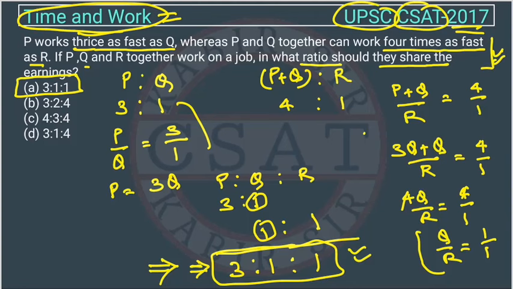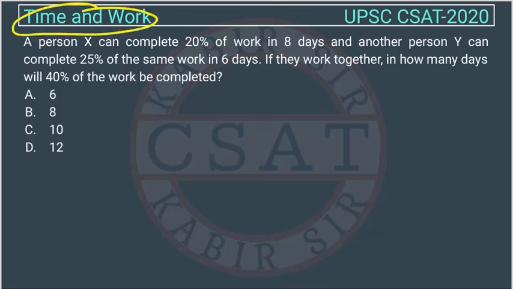Okay. This is a question of time and work asked by UPSC in the CSAT paper of 2020. A person X can complete 20% of a work in 8 days, and another person Y can complete 25% of the same work in 6 days.